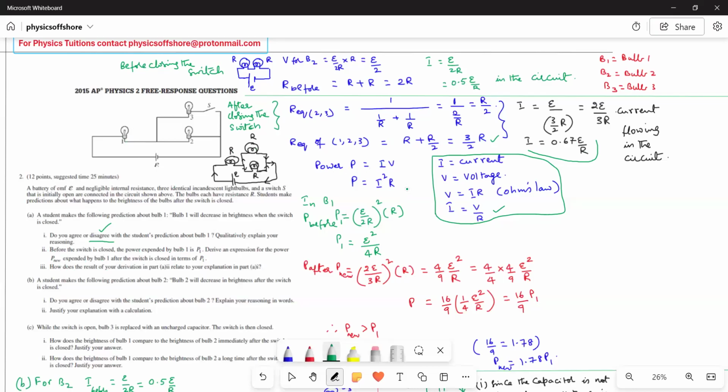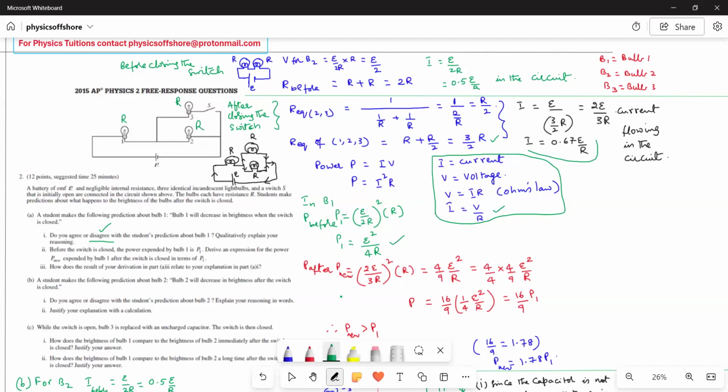We know power is equal to IV and V is equal to IR. Therefore, P is equal to I squared R. In bulb 1, before closing the switch, P1 is equal to, we know the current is equal to E by 2R. So (E by 2R) squared times the resistance R. Am I right? Here the resistance is R, and here also R, and here also R. Therefore, (E by 2R) squared times R. Therefore, P1 is equal to E squared by 4R. Agree? This is the power before closing the switch.